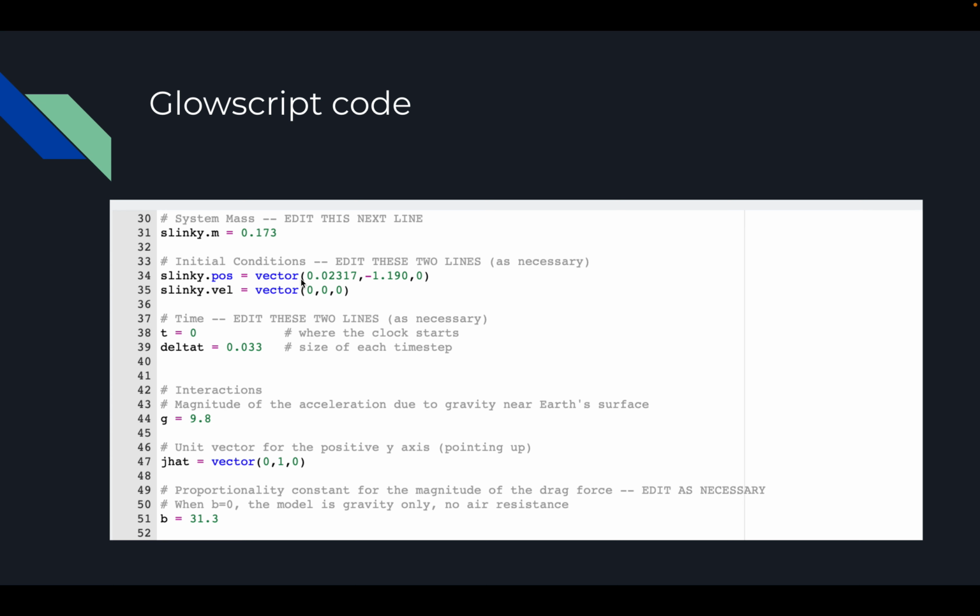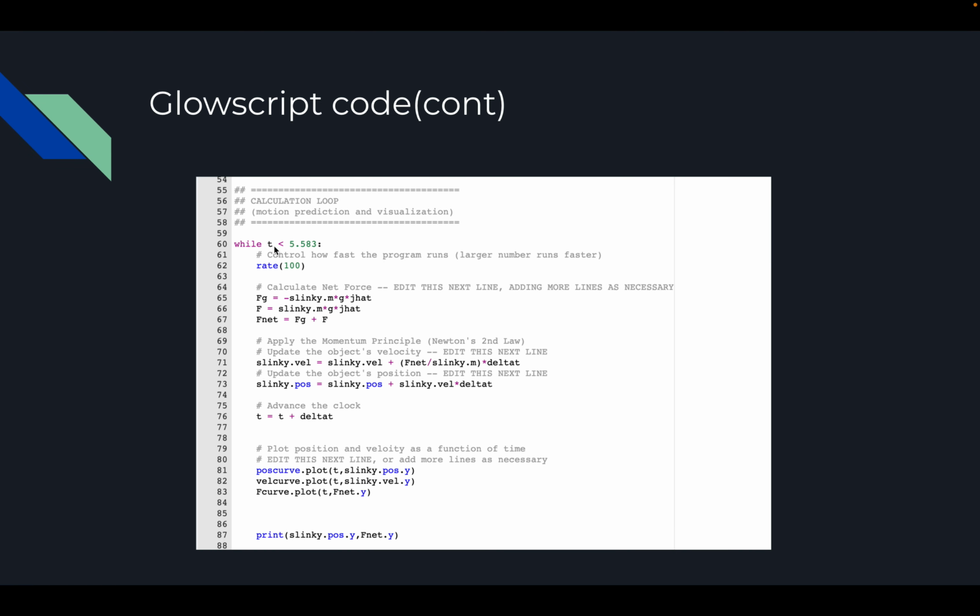This was the initial position that was abstracted from Tracker. This was the velocity vector. You see there's no velocity initially. The time is at 0, the delta t. This is the frame interval rate. This is the gravity vector. This is the j hat vector. And this is the force of drag that we predicted. So continue. This was for the first 5.583 seconds, which is where the two slinkies are going towards each other.